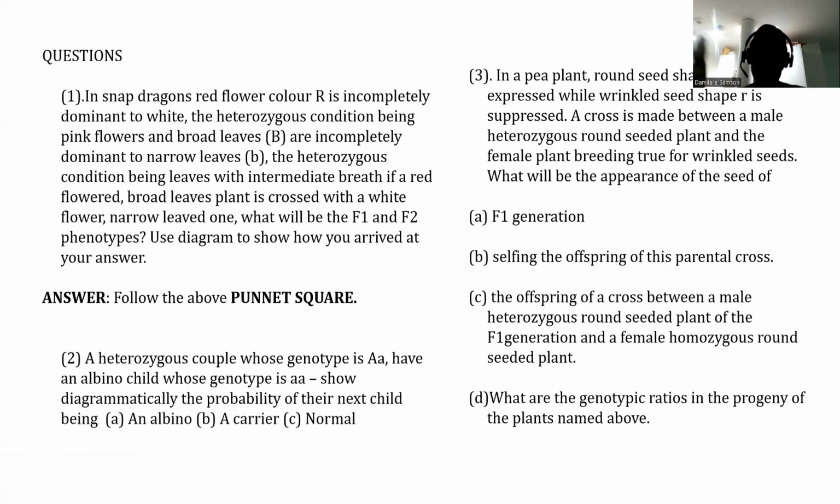Maybe I can use a white pen to explain that too, so you'll be able to understand it. I'll just do it to a level, and from there you can continue. So they said, if a red flowered broadleaf plant is crossed with a white flower narrow-leaved one, what will be the F1 and F2 generation? Remember how we get the F1 generation, and from the F1 generation we take 2 offspring to give our F2 generation. So they now said what will be the F1 and the F2 phenotype? Using a diagram to show how you arrive at your answer.